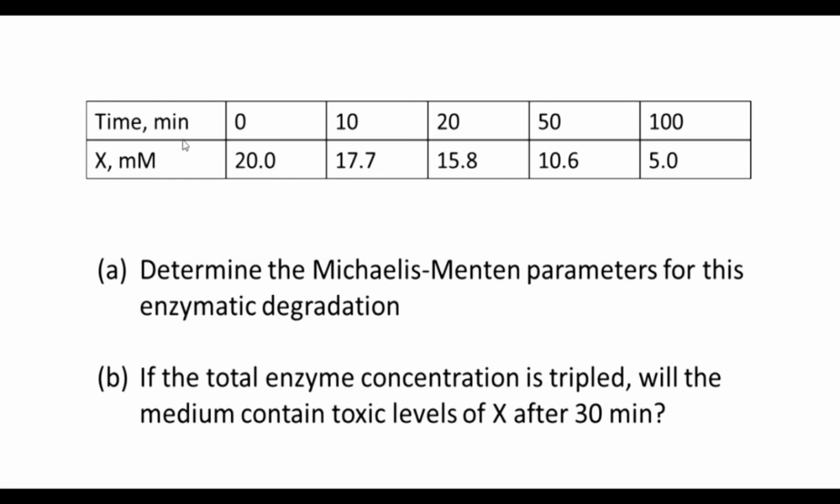This is the variation of concentration with time of X. X is the substrate here, the breakdown of which we are studying. This gives 5 points. At time 0 it is 20 millimolar, at time 10 it is 17.7 millimolar, and so on. Part A: determine the Michaelis-Menten parameters for this enzymatic degradation. And part B: if the total enzyme concentration is tripled, will the medium contain toxic levels of X after 30 minutes?